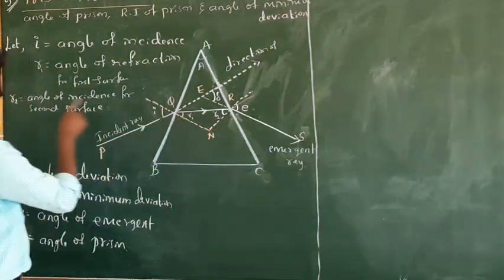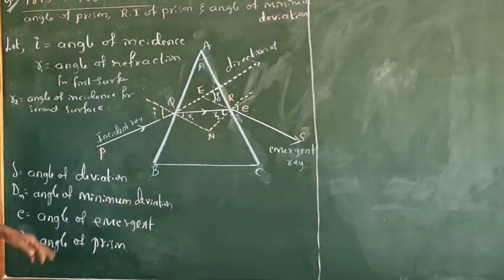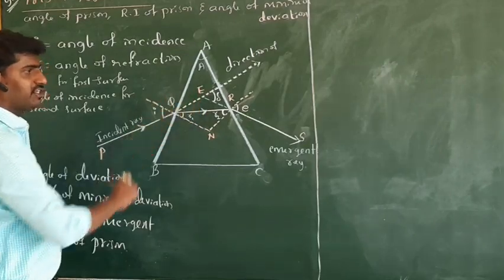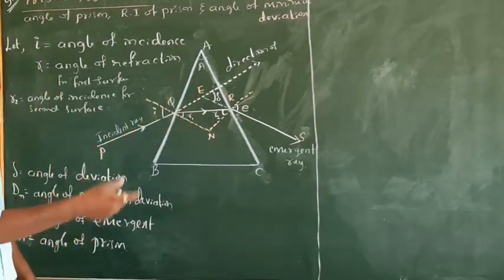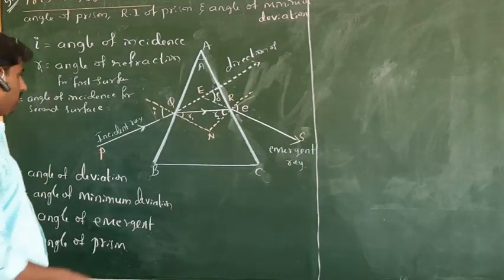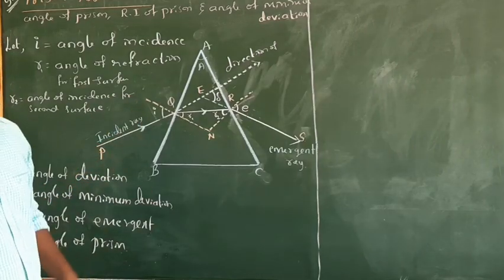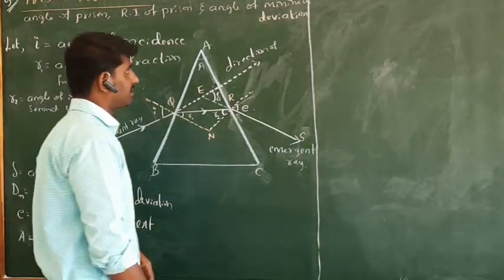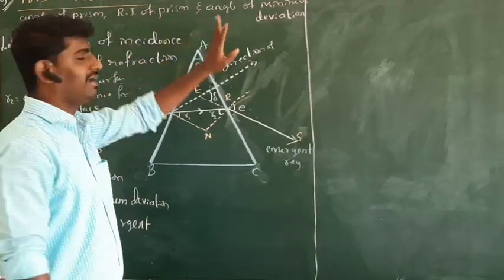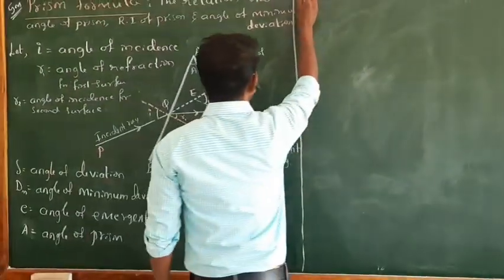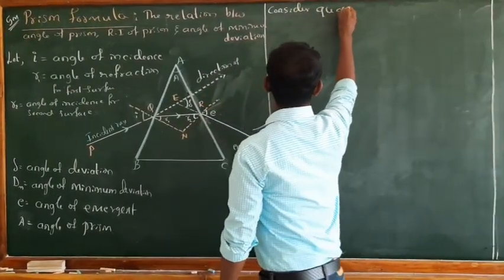And R2 is the angle of incidence for the second surface. Next, delta is the angle of deviation. Okay, and Dm is the angle of minimum deviation. We will achieve it later. Next, A is the angle of prism. So this is the explanation for this derivation. Okay, and the next thing. So I want to get a relation between n, A, and Dm. Okay, now consider quadrilateral.